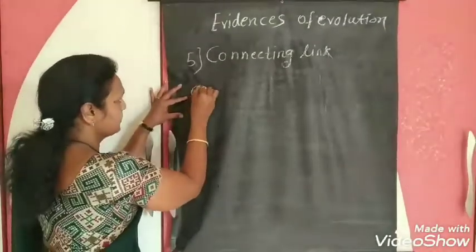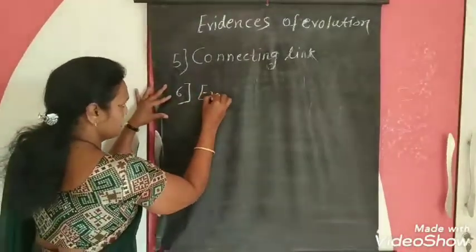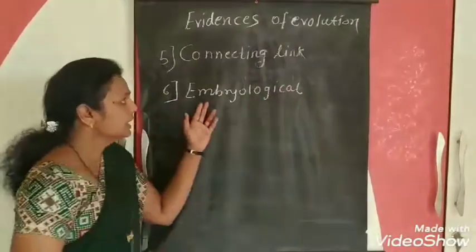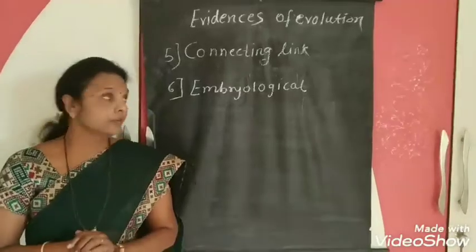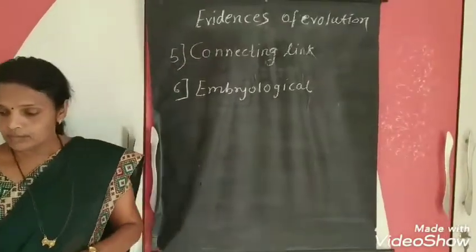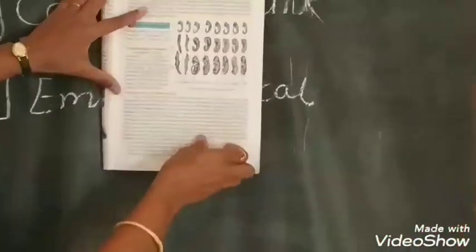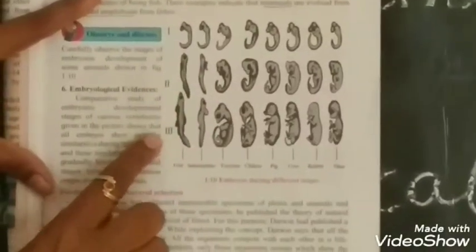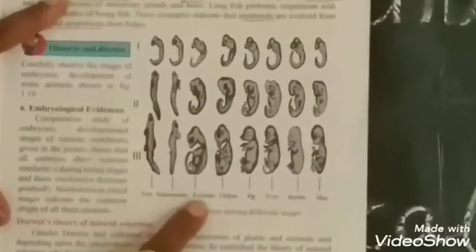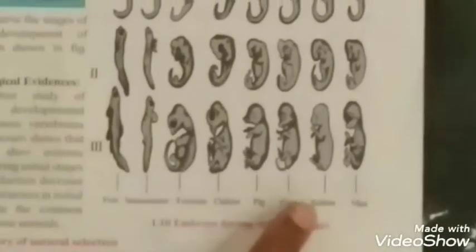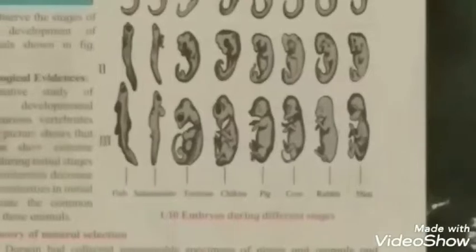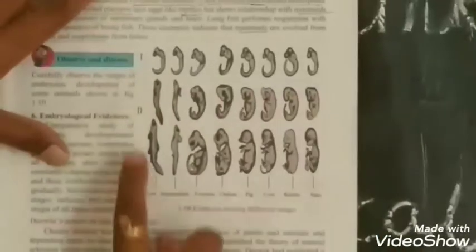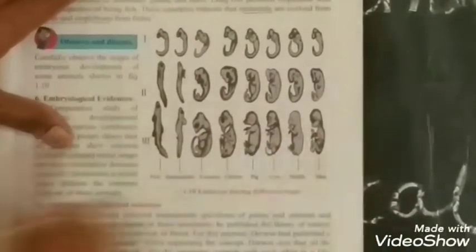Then next one, 6th, embryological evidences. Embryological evidences is the last point of the evidences of evolution. If we observe some embryos, embryological stages, first, second and third: fish, salamander, tortoise, chicken, pig, cow, rabbit and man. By looking at this picture, this is the first stage. This one is the second stage of all these examples, and this is the third stage.